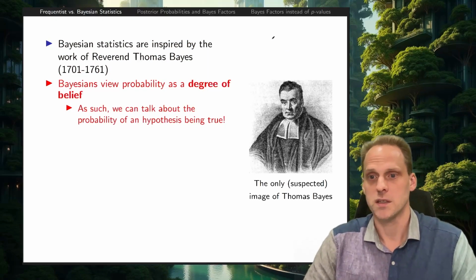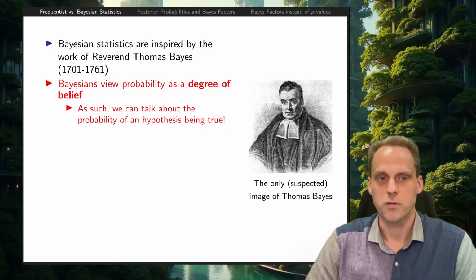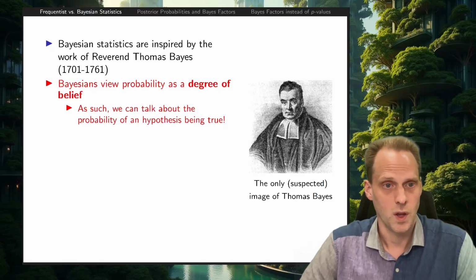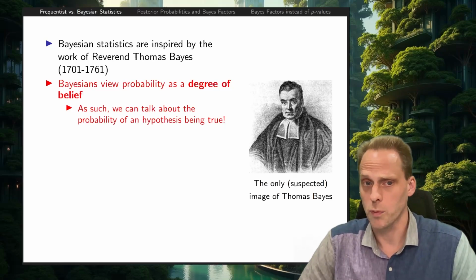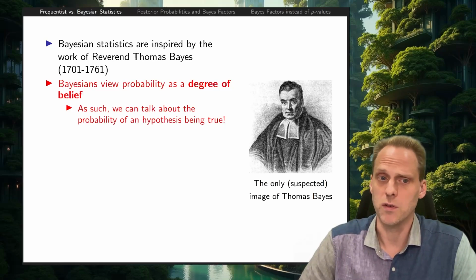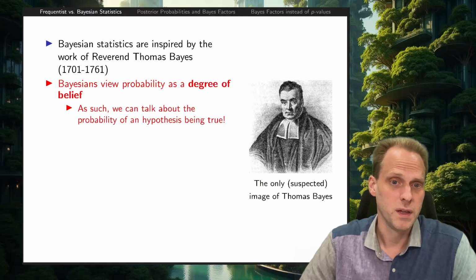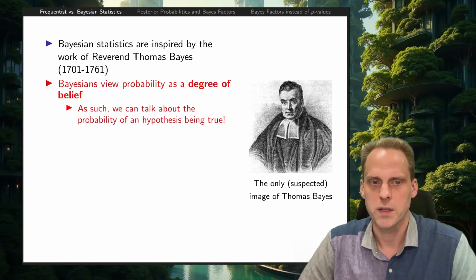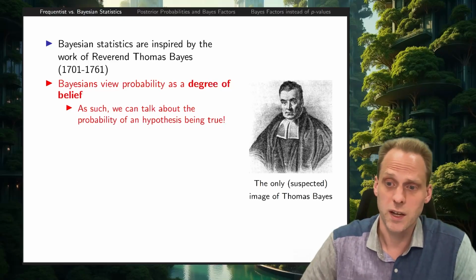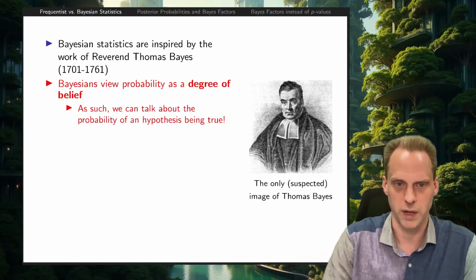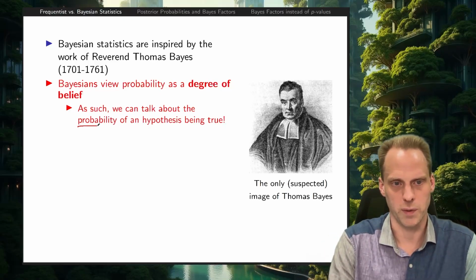Thomas Bayes developed the idea of Bayesian statistics. Bayesians view probability as a degree of belief. Because they see probability as a degree of belief, they can suddenly talk about things that frequentist statisticians cannot talk about. They can talk about the probability of a hypothesis being true.